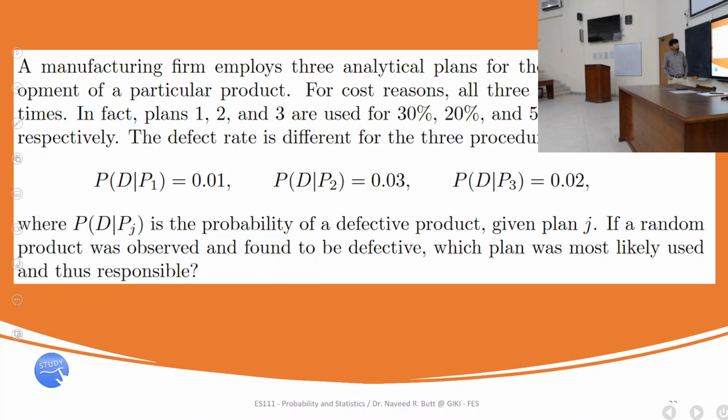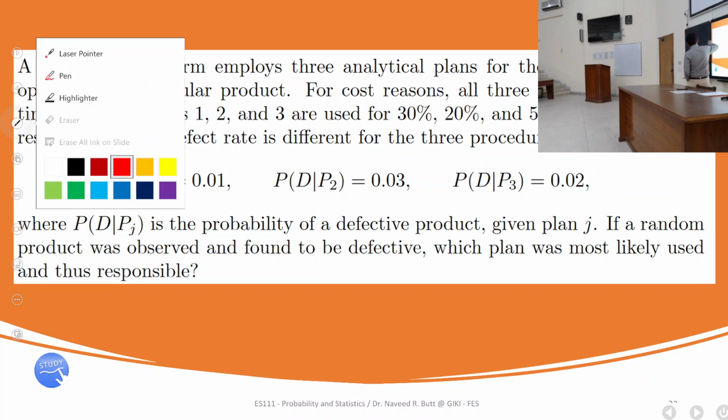So what is the question? If a random product was observed and found to be defective, which plan was most likely used? So now you are the buyer. You don't know which plan they used. You just bought this product and you find that it's defective. So which plan was most likely used? Now how would you write this question in terms of probabilities? We will find them for all of them and compare, whichever is largest. How will we find them for all? Write it in the form of P, okay?